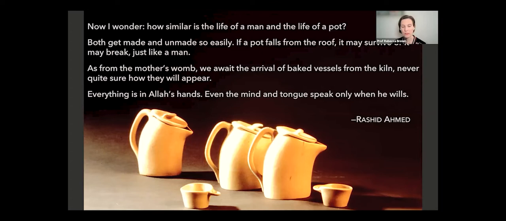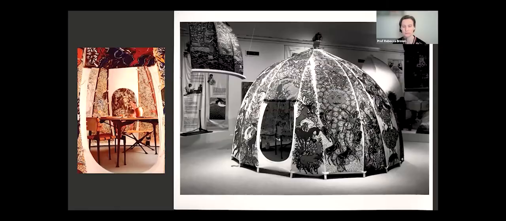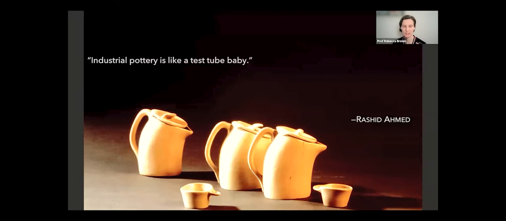Continuing with the pattern of metaphor, analogy, and simile, Ahmed's content then changes gears to contrast his process with that of larger scale production. And this is his closing statement. Industrial pottery is like a test tube baby. You may recall, or you may not, that in vitro fertilization was an entirely new technology in 1985. It was a topic of heated debate, and Ahmed's use of that comparison situates him firmly within the moment of the mid-1980s cultural debates relating to technology and human reproduction.